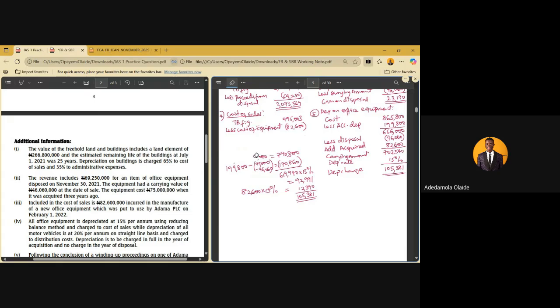Okay? So since they told us the depreciation charge on office equipment is charged to cost of sales, I'll take it to cost of sales.